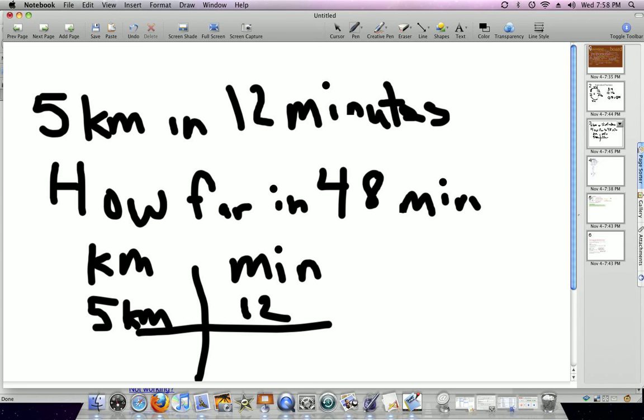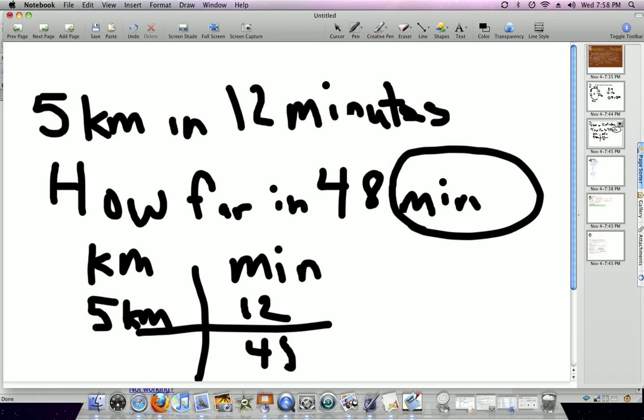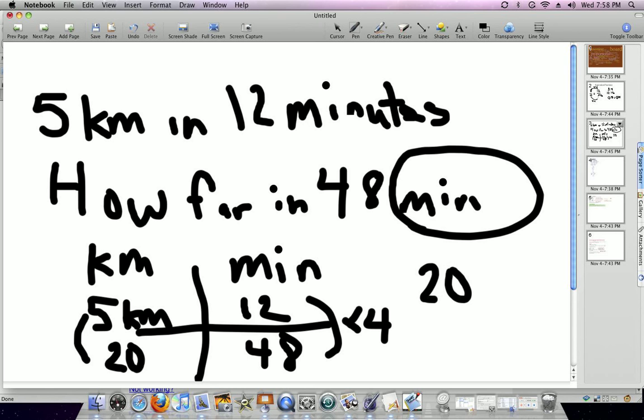Does the 48 go with kilometers or minutes? Let's just look at that word right there, shall we? Put a 48 here, folks. 12 to 48. What do I do to 12 to make 48? I think I'm going to multiply by 4. So if I do it on that side, guess what I need to do over here? 20 kilometers. And you would rewrite it as 20 kilometers in 48 minutes. Is that hard so far?